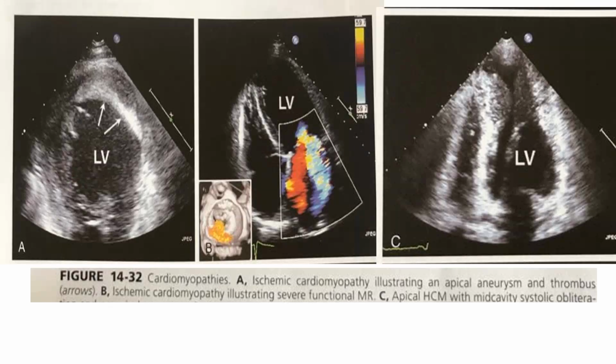These are echocardiographic findings in different types of cardiomyopathies. Here we can see an ischemic cardiomyopathy illustrating an apical aneurysm as well as an LV thrombus here. This is an ischemic cardiomyopathy with severe MR as depicted in color Doppler. Then we have apical HCM, hypertrophic obstructive cardiomyopathy with mid-cavity systolic obliteration.